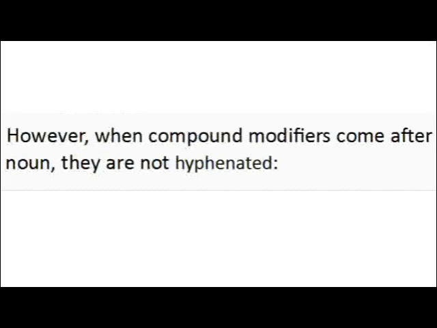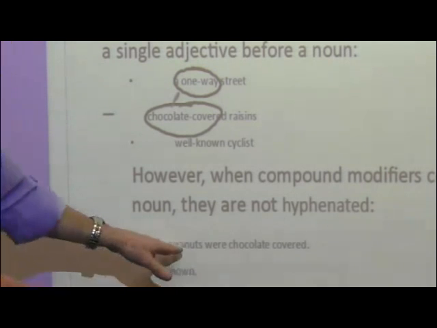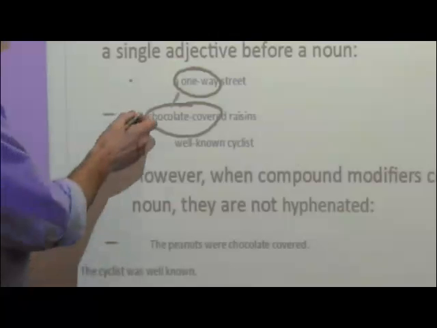Now, when compound modifiers come after a noun, they're not hyphenated. So the peanuts were chocolate covered. Once again, you have chocolate-covered raisins.